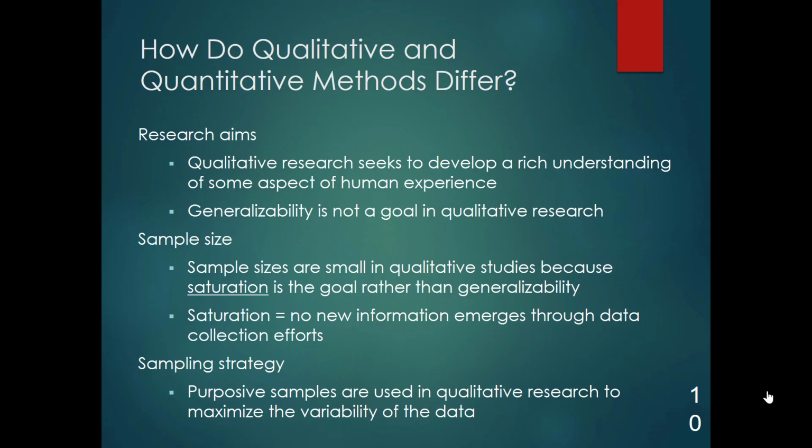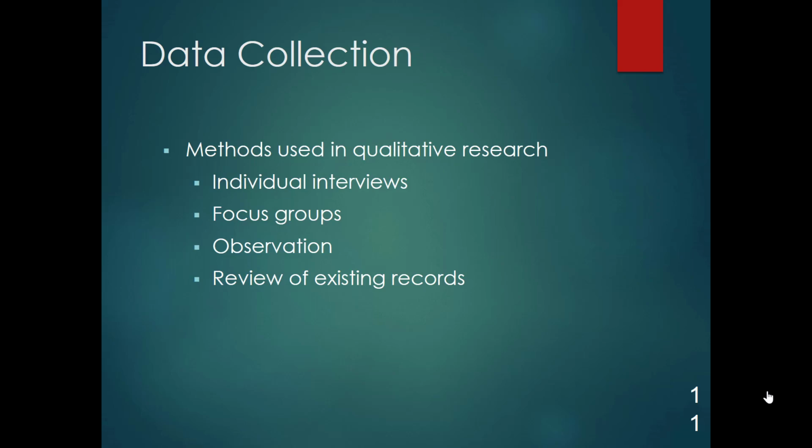Sampling strategies are also different. Purposive samples are used in qualitative research to maximize the variability of the data. And so whenever you're doing a qualitative study, you're purposely selecting your sample. There's a purpose as to why those people would be in your study. So when it comes to data collection, here are some methods that you can use in qualitative research. You can do individual interviews, focus groups, observation, and review of existing records.